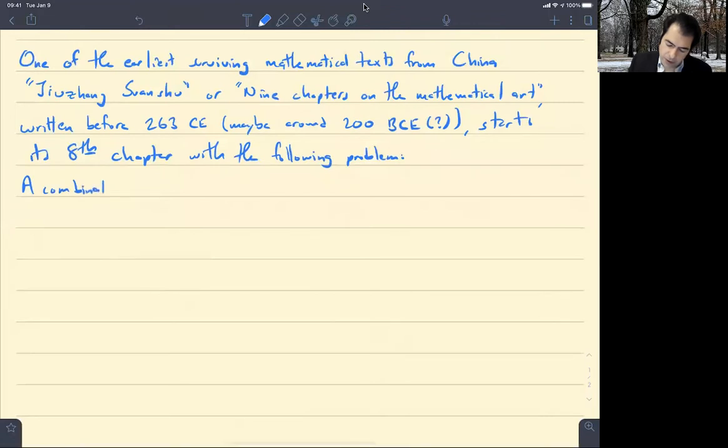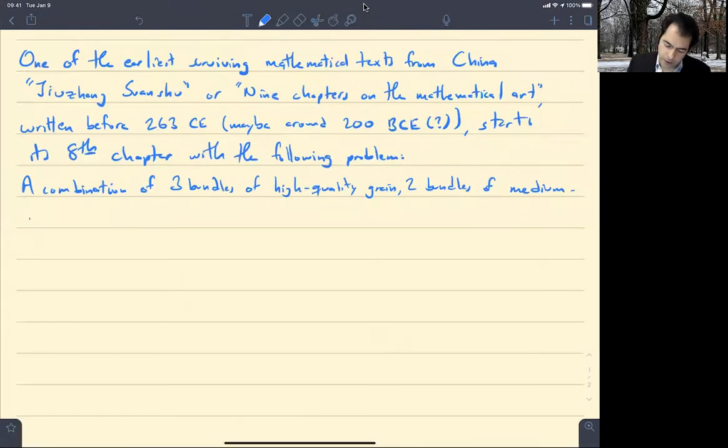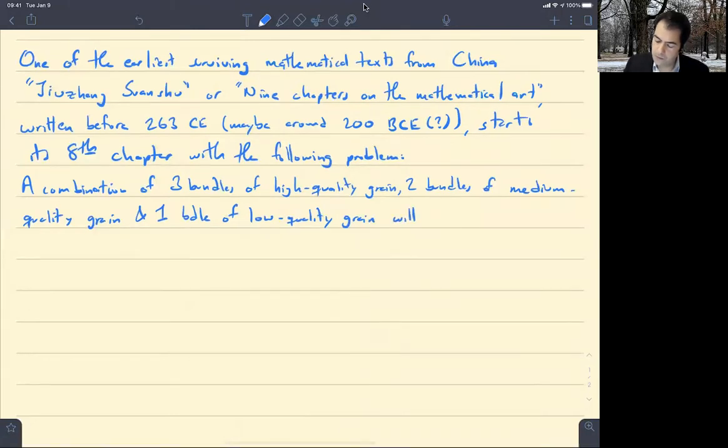Okay, so a combination of 3 bundles of high quality grain, two bundles of medium quality grain, and one bundle of low quality grain will yield 39 barrels of flour.